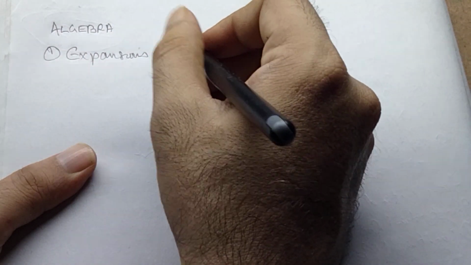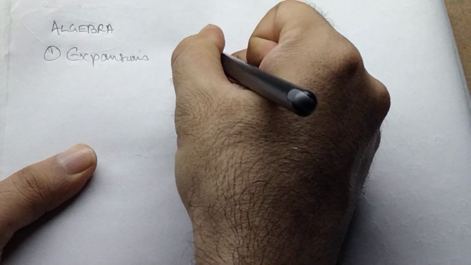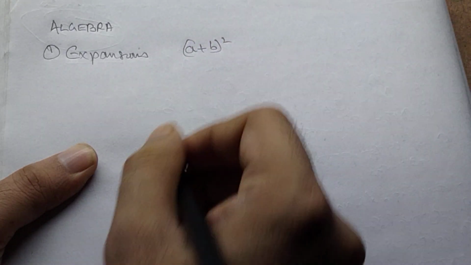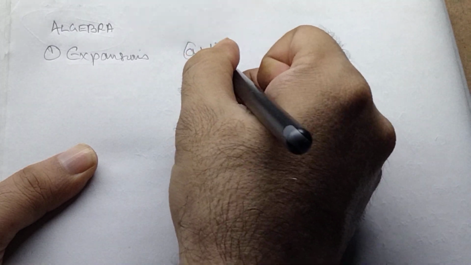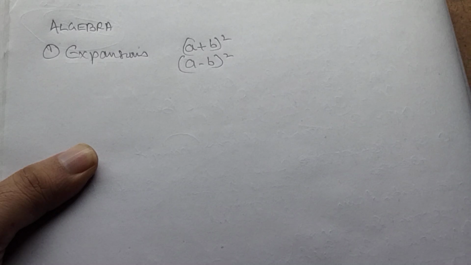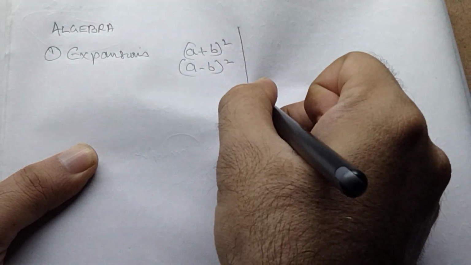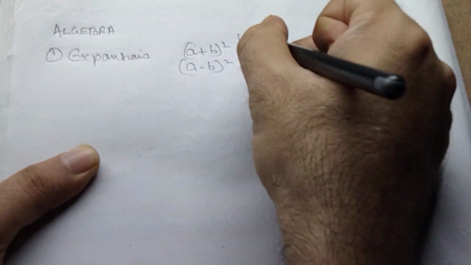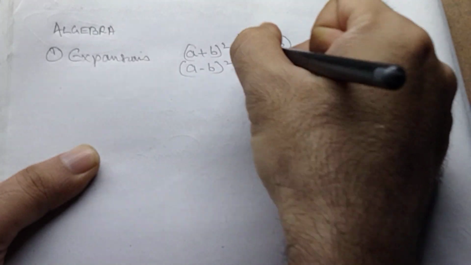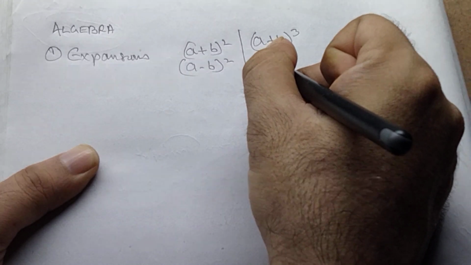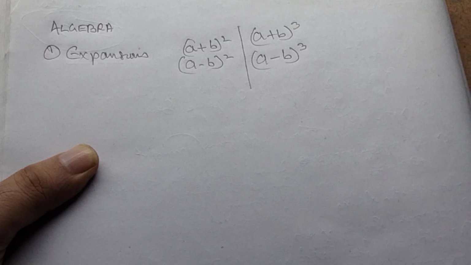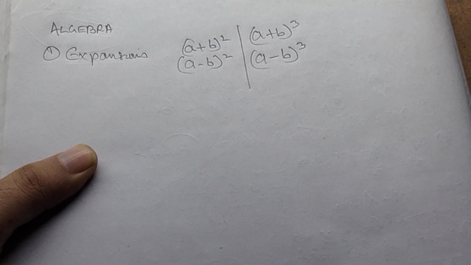So first thing is expansions, and here what you're expected to know is these things: a plus b whole square as well as a minus b whole square. Okay, this is one. You're also expected to know a plus b whole cube and a minus b whole cube. Alright, this is an expansion.